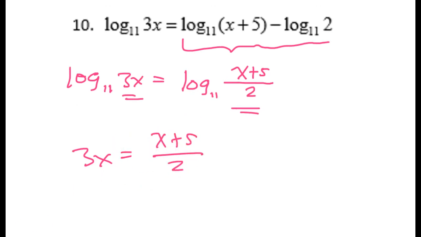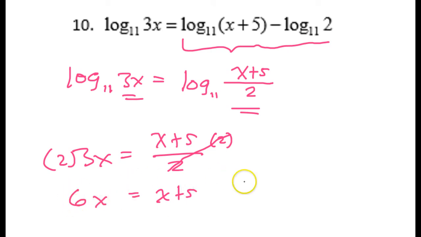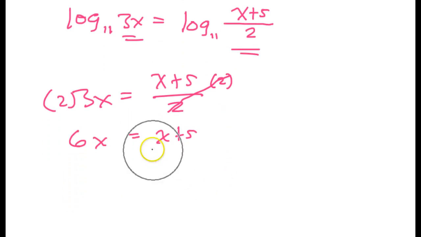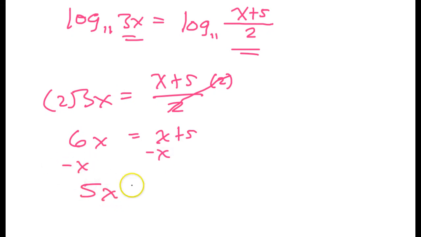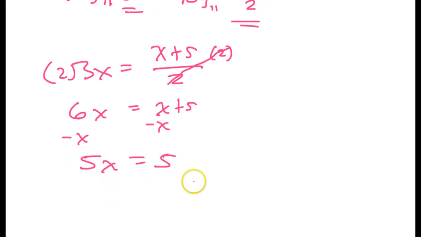All right, so we are obviously not liking the fraction. So we're going to want to multiply both sides by 2 to get rid of the fraction. So that's going to give us x plus 5 over here and 6x over here. So now if we subtract x from both sides, we have 5x is equal to 5. If we divide both sides by 5, we get x equals 1.